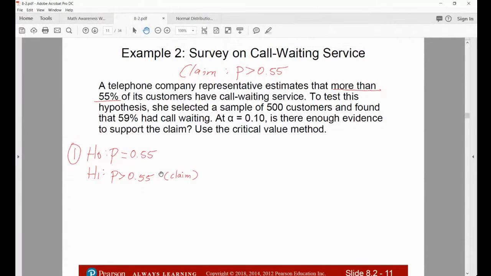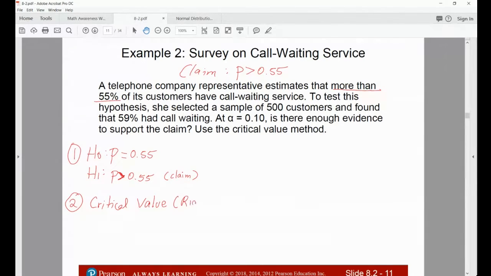So what type of test is this? Left tail, right tail, or two tail? This is a right tail test because we are using the greater than symbol in the alternative. So in the second step, to find the critical values, you need to know what type of test it is, because depending on the type of test, you need to find one critical value or two critical values, and also depending on the type of test, the critical value will be positive or negative.